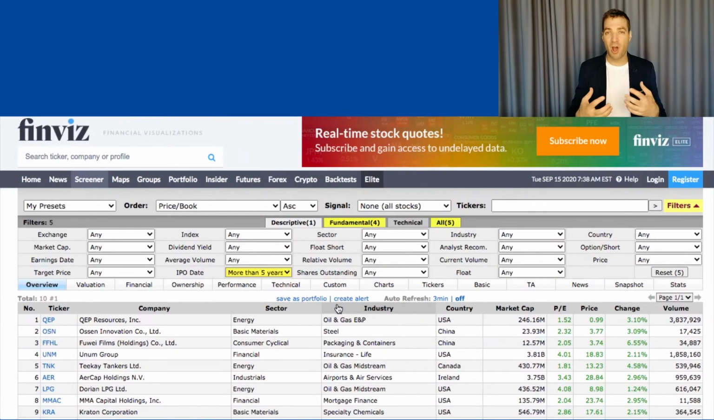So now I'm going to show you what I call the deep value screen. Now, we're not really worried about profitability. We're just looking for seriously undervalued companies. So I've got an IPO date here of more than 5 years old. We don't want startup companies or anything like that. It's got to have some sort of track record. So it's been filtered for that.